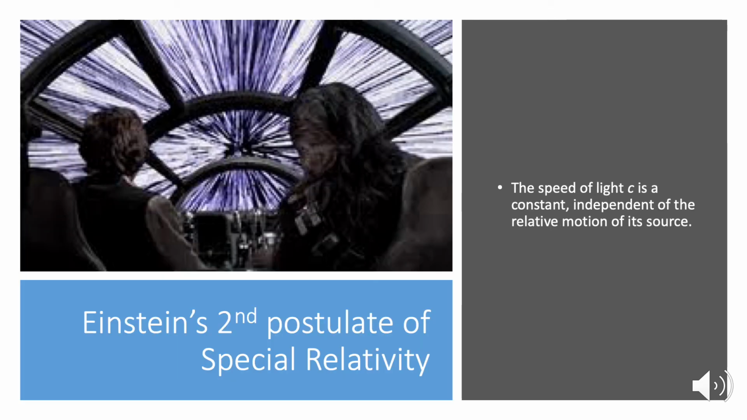Alright, so the second postulate of special relativity has to do with the speed of light. And the speed of light immediately makes me think of traveling through space. And this isn't too far off. The second postulate says that the speed of light is a constant, independent of the relative motion of its source. This means that two observers would both see light traveling at the same speed, regardless of their motion relative to the source of the light. For example, the Earth orbiting around the Sun. Regardless of the Earth's orbit around the Sun, the speed of light is constant.